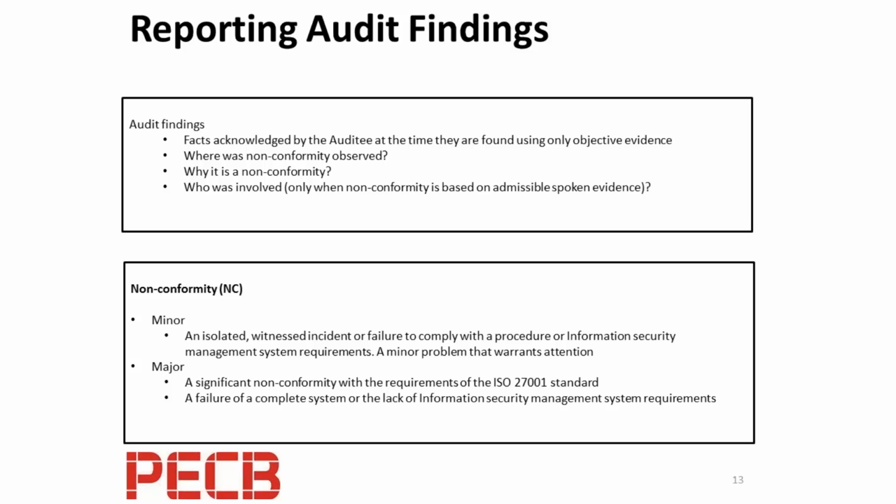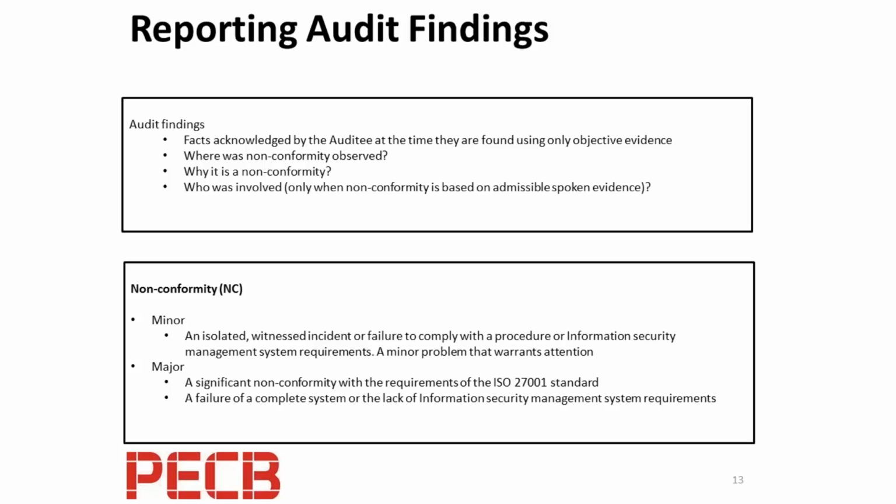There are two categorizations of non-conformities, major non-conformity and minor non-conformity. A minor non-conformity is an isolated witnessed incident or a failure to comply with the procedure or information security management system requirements of ISO 27001:2013, a minor problem that wants attention. Of course, it's a one-off incident, right?